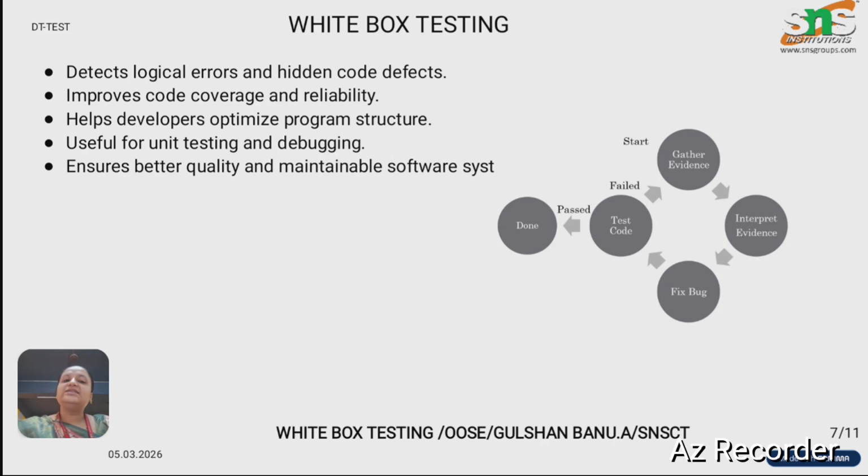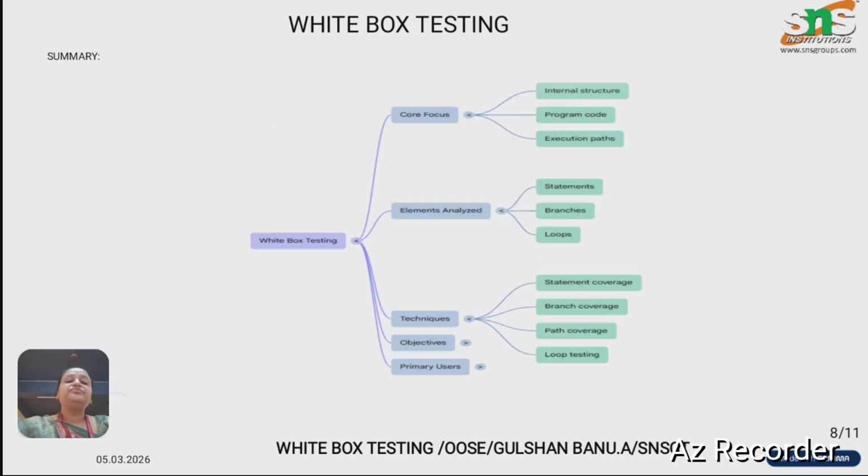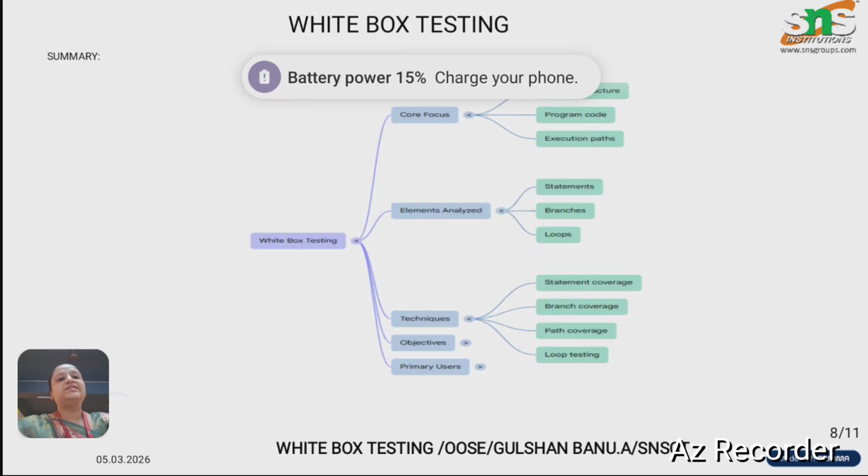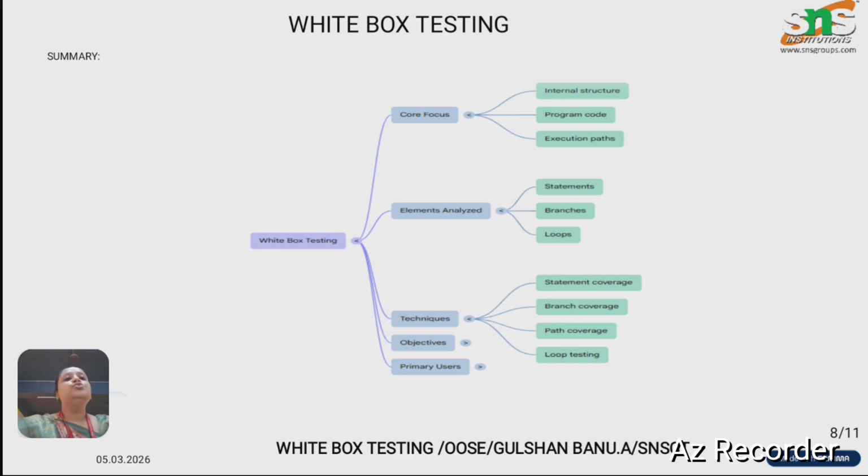White box testing is generally used to find different kinds of errors and to enhance code coverage, and it helps developers recognize program structures and patterns. Where is white box testing used? It is used in unit testing and debugging, and it ensures high quality. So this is all about white box testing, the core components and techniques used, and the elements associated with it.